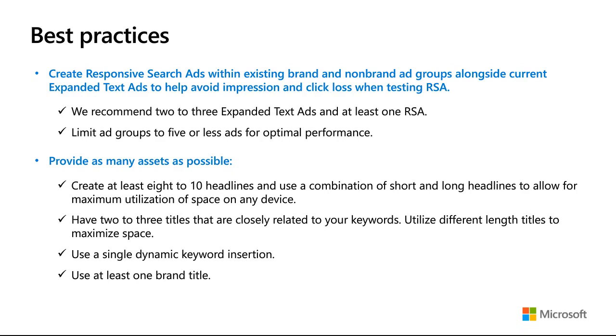We recommend that you provide as many assets as possible, at least 10 headlines, and use most descriptions. Have 2 to 3 titles that are closely related to your keywords, and utilize different length titles to maximize space. That includes short titles and long titles. We recommend a single use of dynamic keyword insertion and at least one brand ad title.